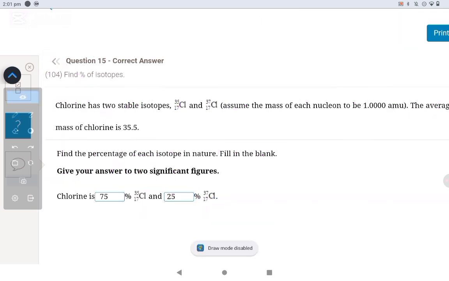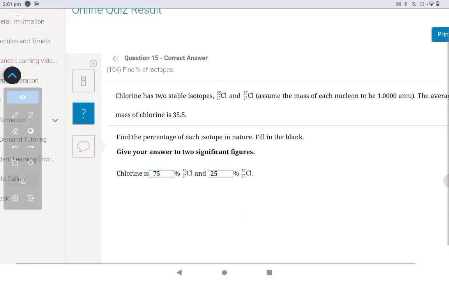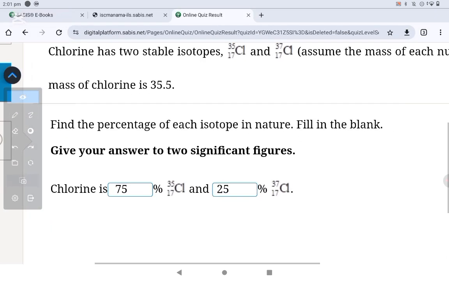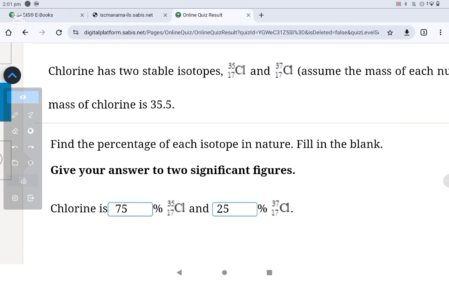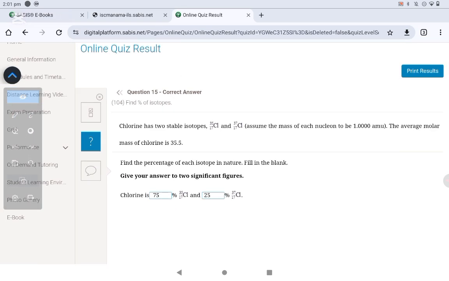It doesn't matter where you give the x. Since the first one is 75, the other one is going to be 25%, because it's 100 minus 75. So 75 for the first isotope, second isotope 25. It can be for the first isotope or the second isotope. You will end up with the same conclusion.